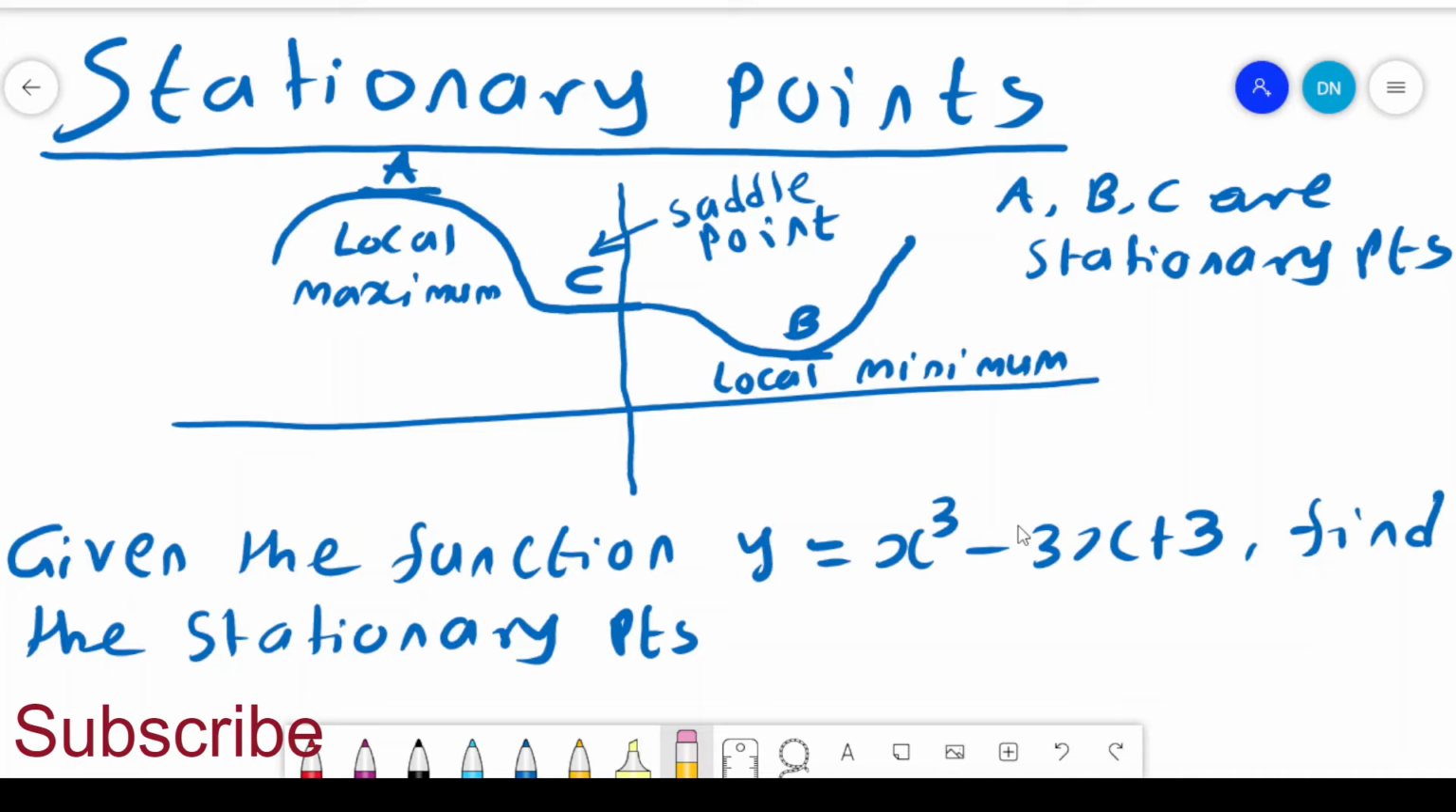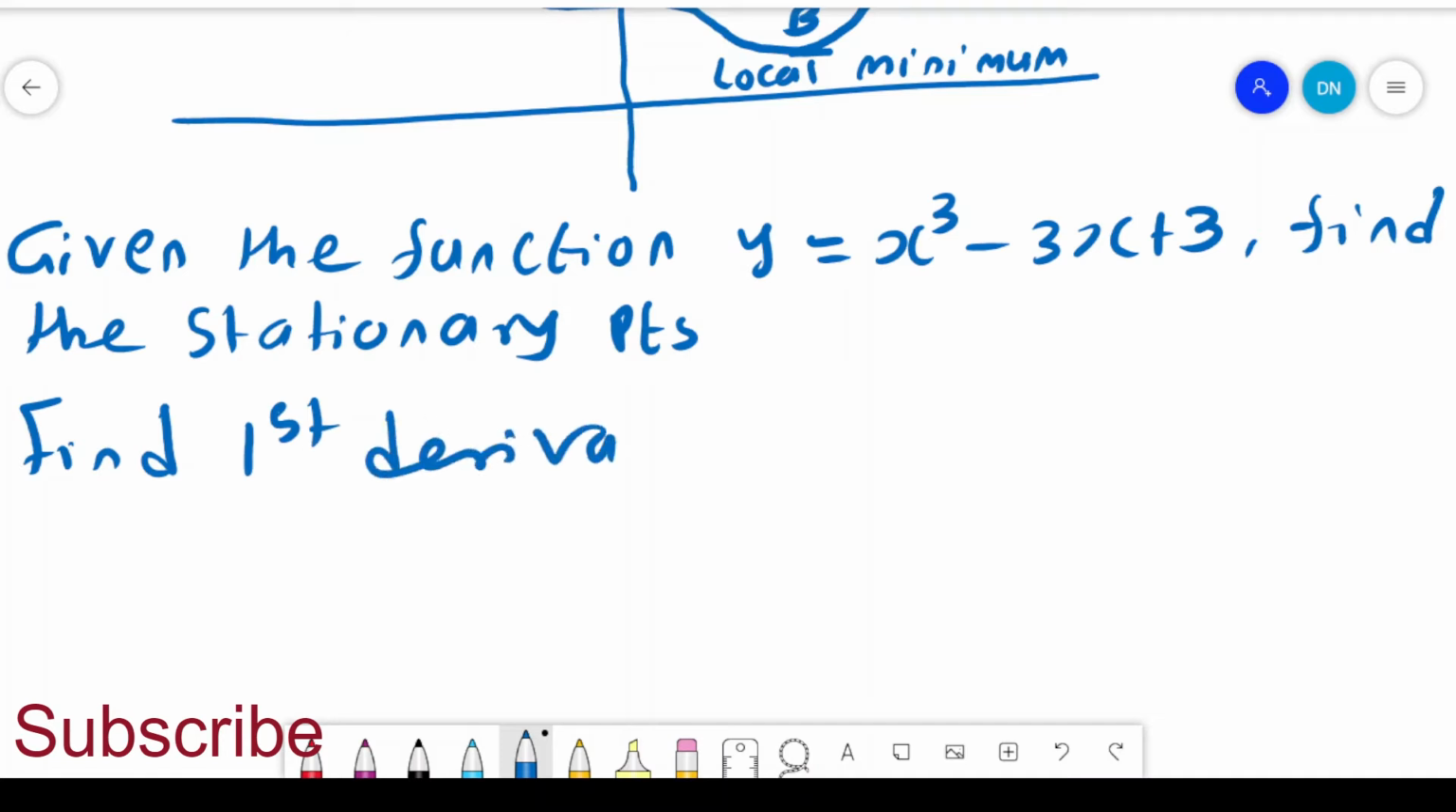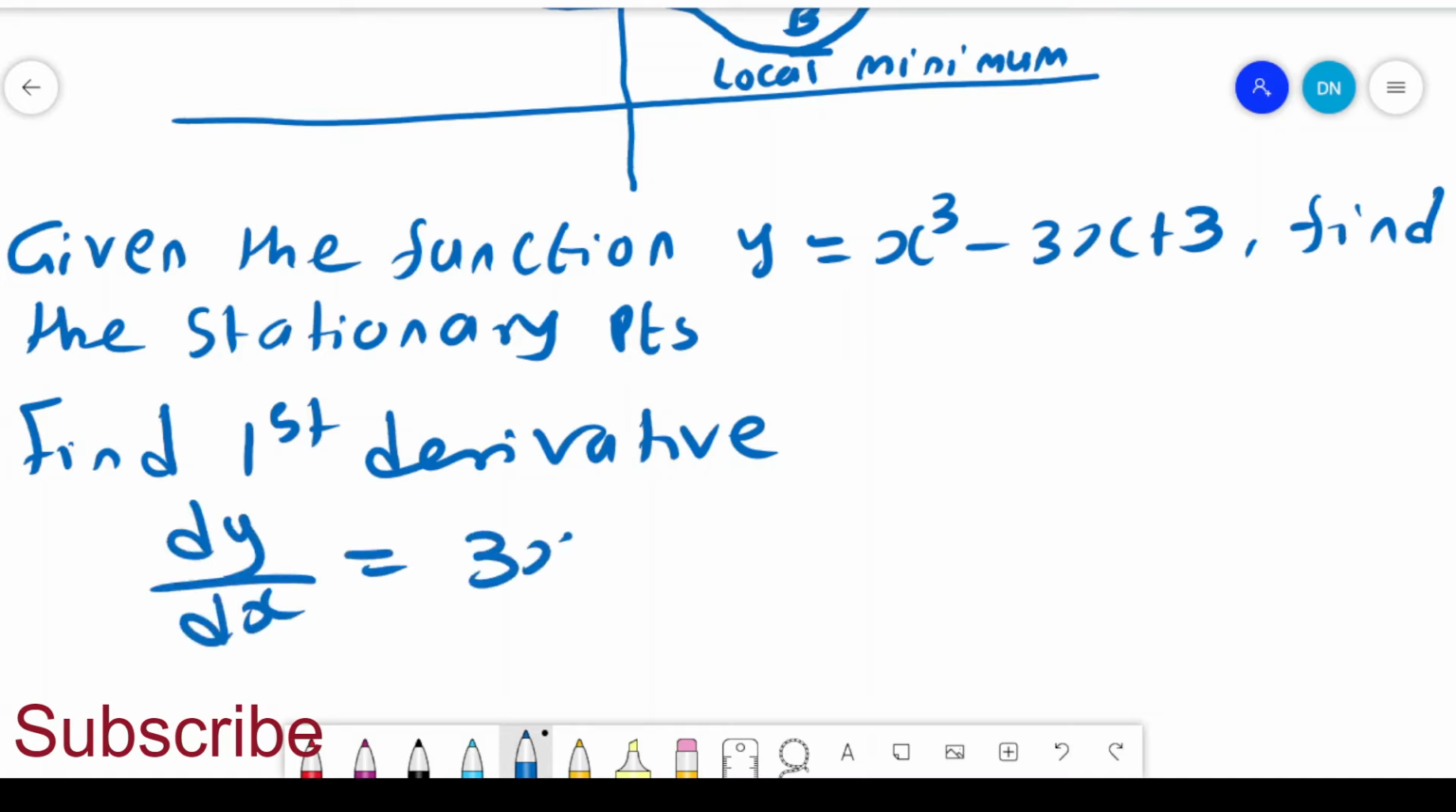Given the function y is equal to x cubed minus 3x plus 3, find the stationary points. We want to use the principles of differentiation to be able to do that. One, find the first derivative, and that basically means that dy/dx is equal to 3x squared minus 3. And that we are going to equate to 0 to be able to solve.